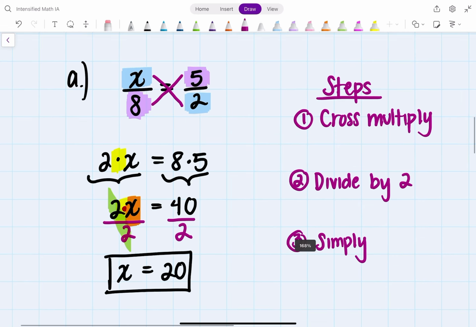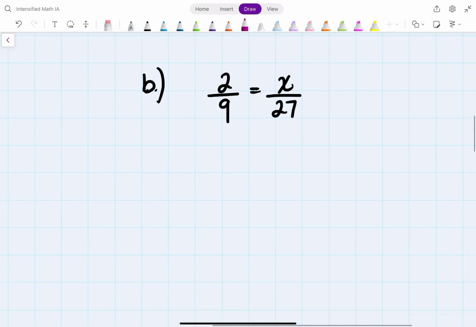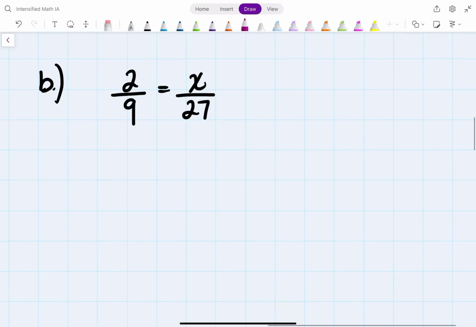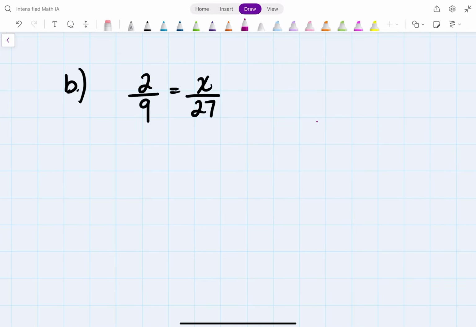So that was the first one, guys. That is example A. We're going to do a couple more of these examples. Hopefully with practice we can see exactly what we're doing. Moving on to B. Here is problem B. Go ahead and write that down. I have 2 over 9 is equal to x over 27. Now, first step, number 1, is I want to cross multiply.